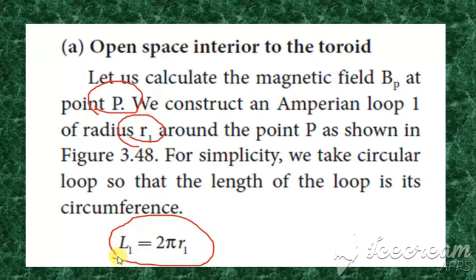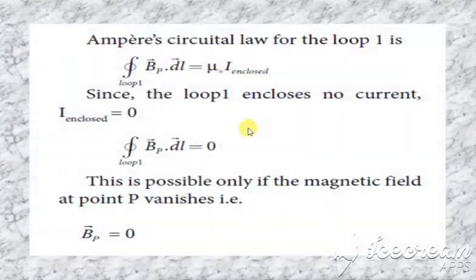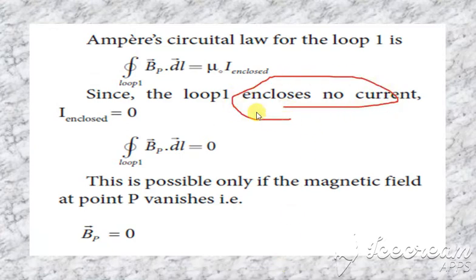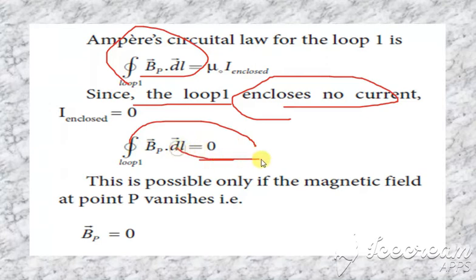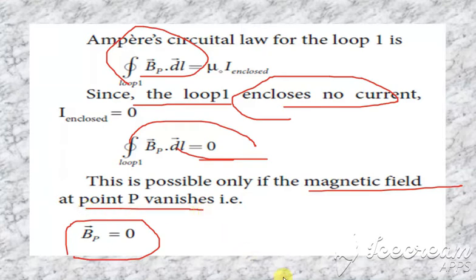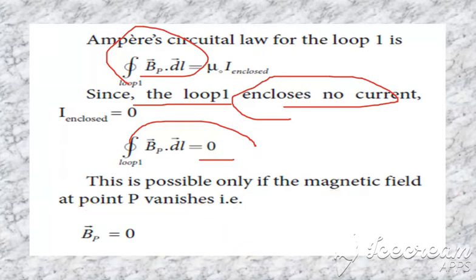Let us write the length. The length is the circumference, given by 2 pi r, so it is 2 pi R1. Now we substitute in the formula, integral of B dot dl is equal to mu naught into I. Here, loop 1 encloses no current. So this is equal to 0. Bringing the integral and dl to this side, B_P is equal to 0, and so we can say that the magnetic field vanishes. There is no magnetic field inside the toroid.